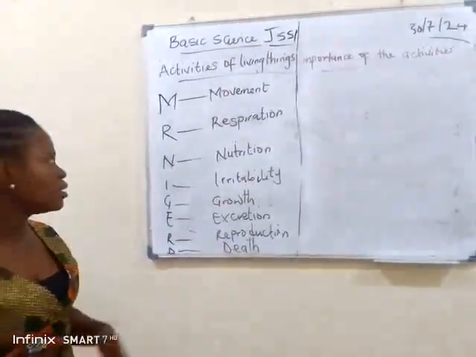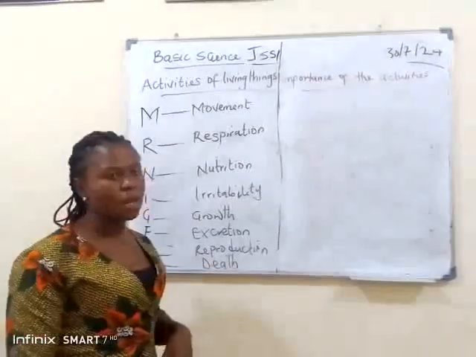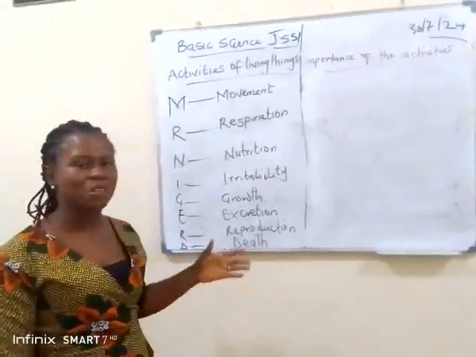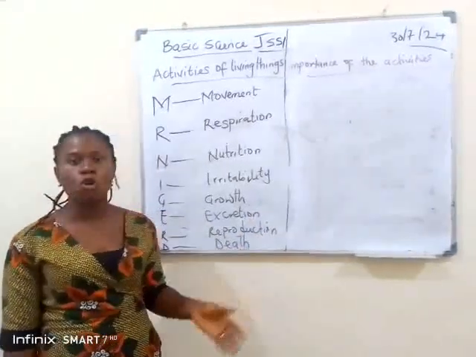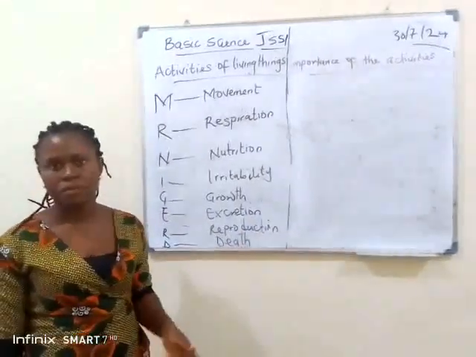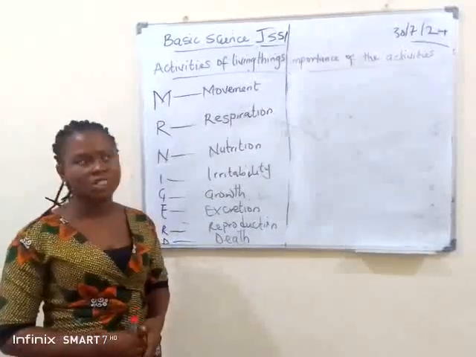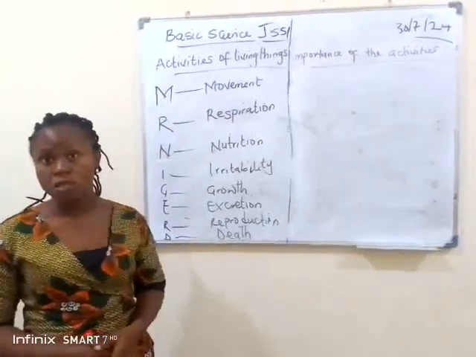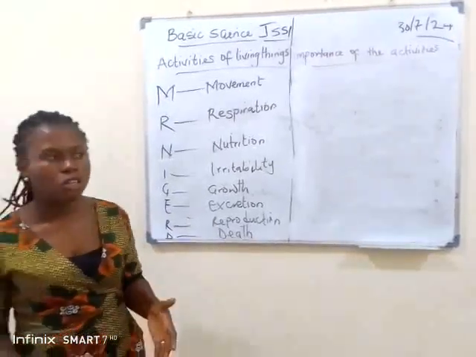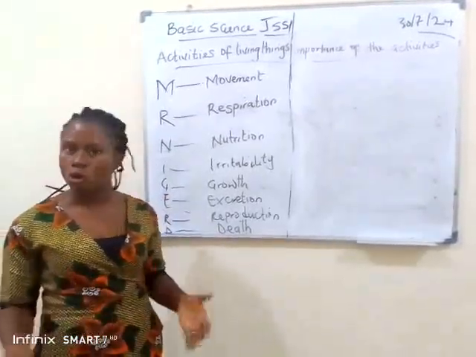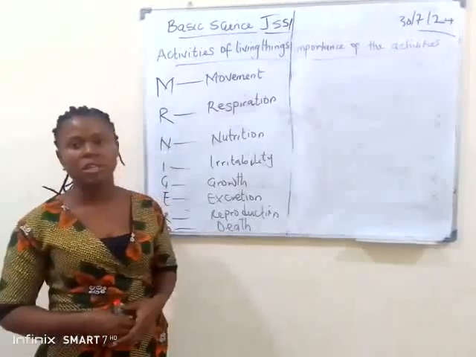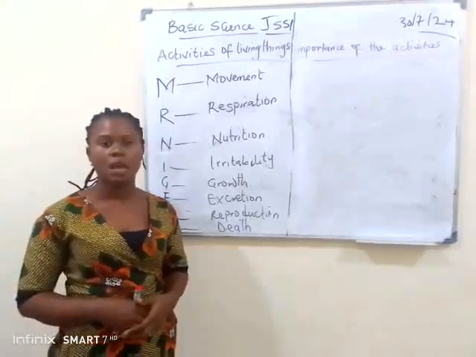We'll start with movement. Now, movement is important to living organisms because it enables them to run from danger. Movement is important, especially the active movement. Running from danger, searching for food, running for shelter or searching for shelter in case of anything, and so on.